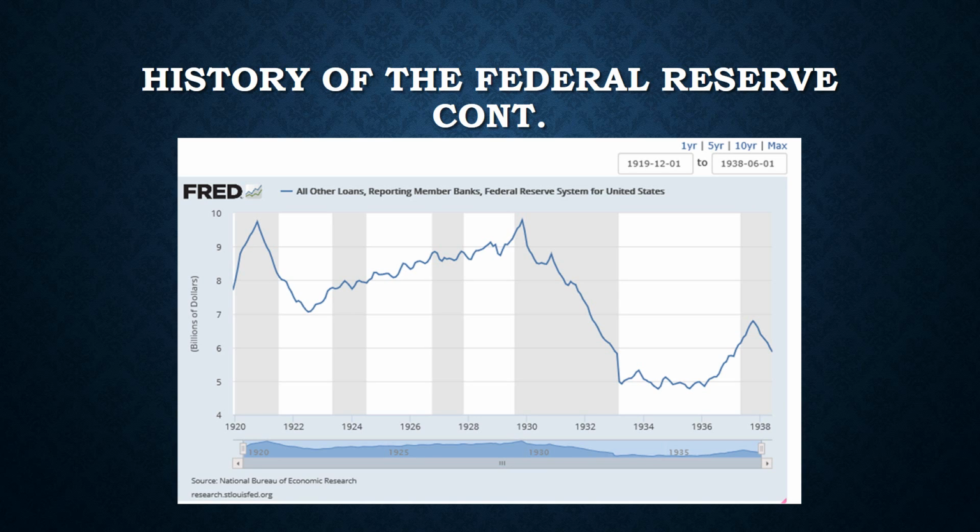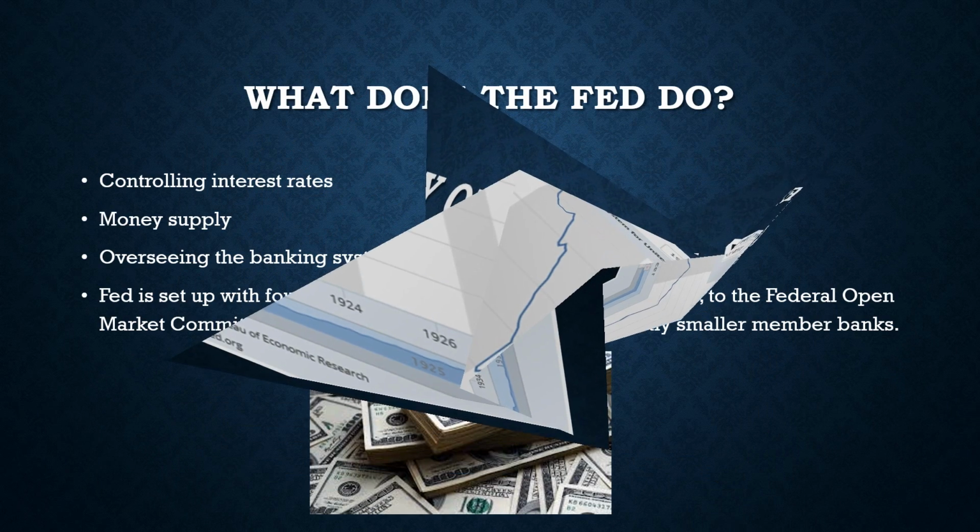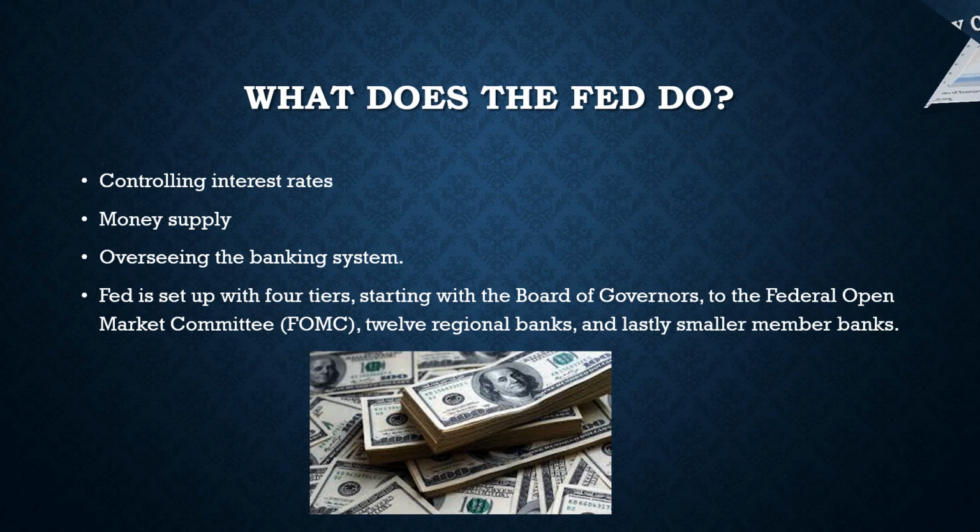What does the Fed do? The Fed is tasked with controlling interest rates, money supply, as well as overseeing the banking system. The Fed is set up with 4 tiers starting with the Board of Governors, the Federal Open Market Committee, or the FOMC, the 12 regional banks, and lastly, smaller member banks.